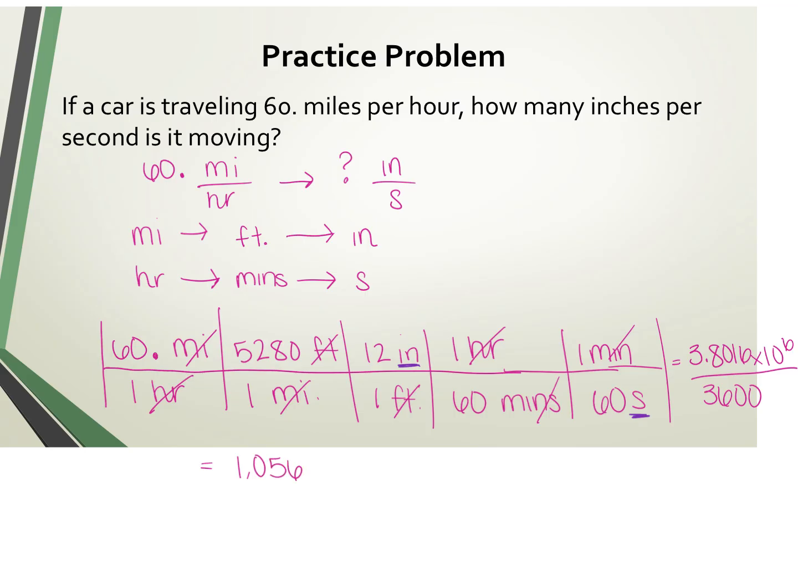And then the final step is to count sig figs. Notice you're given 60 with a decimal point, so this is 2 sig figs. 5280 is 3, and the rest of these are definitions, so we don't count them. So since there's 2 in our starting number, our answer can only have 2 sig figs. So the 0 is that second sig fig, and we look into the 5. The 5 is going to cause us to round up to 1,100 inches per second.